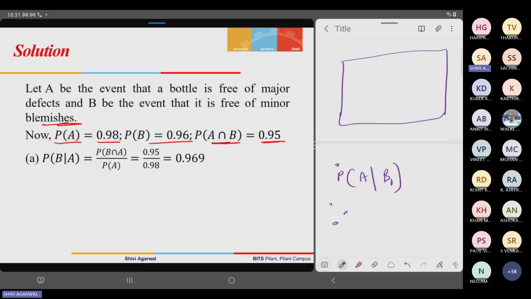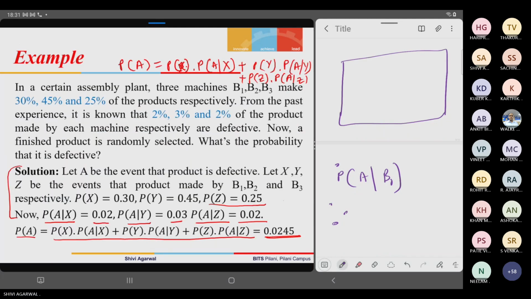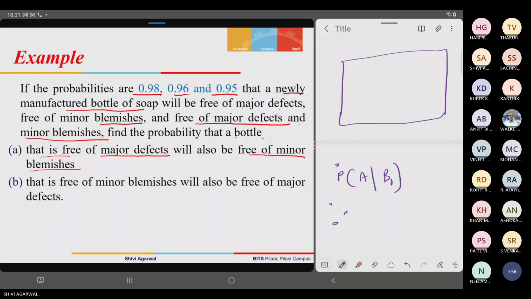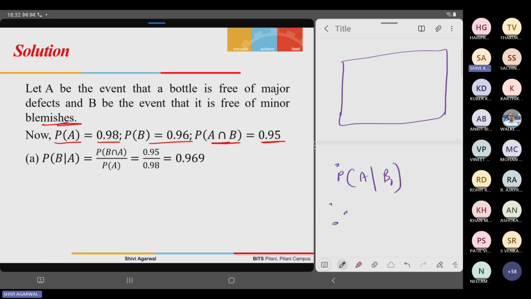So if you look at the question specifically, we have to find the probability that a bottle free of major defects will also be free of minor blemishes. It is already given that it is free of major defects, and we ask whether it is also free of minor blemishes. So for that we have to find the probability of B given A.